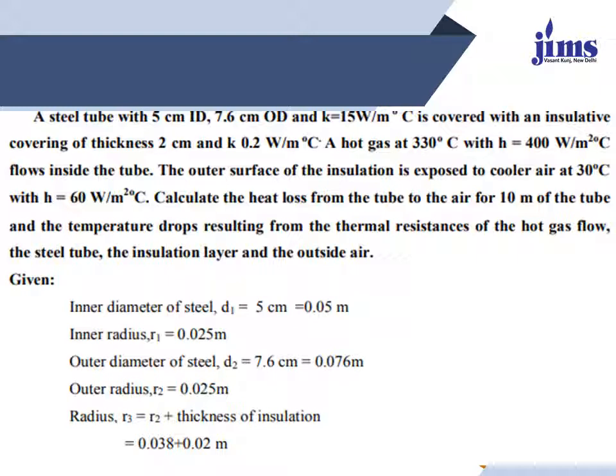So the given data are the inside diameter, this is D1 is equal to 5 cm and convert into meter, it is equal to 0.05 meter, but the radius is D1 by 2, or R1 is equal to 0.025 meter. The outer diameter of the steel tube is 7.6 cm, or converted to meter, that is 0.076 meter, and the outer radius is D2 by 2 and it is equal to 0.038 meter. Therefore the radius R3 is equal to R2 plus the thickness of insulation, so it is equal to 0.038 plus 0.02 meter.